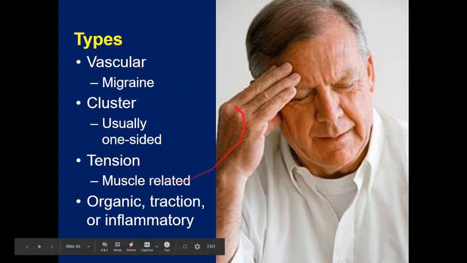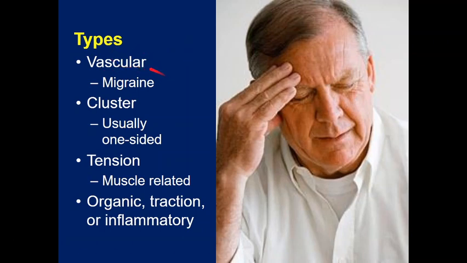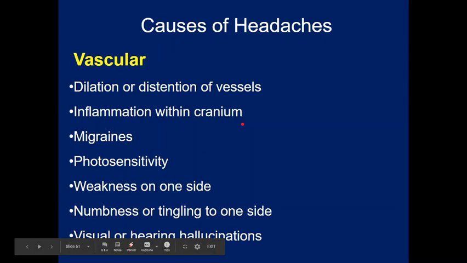Now, briefly, we're going to talk about headache. There's different types of headaches. There's a whole bunch of types of headaches. There's types caused by vasculature problems, and that would be a migraine. Cluster headaches are usually one-sided, so vascular migraines can alternate, but a cluster headache is usually one-sided right behind the eye. There's tension, which is a muscle kind of headache, a band around the head. And then there's other organic inflammatory headaches. So let's go through those.